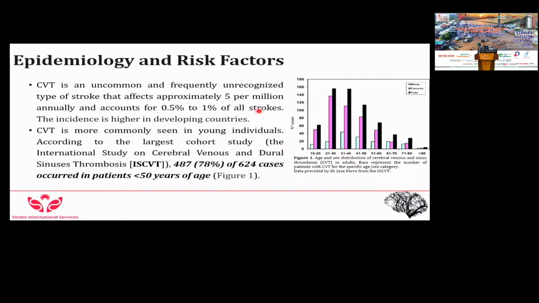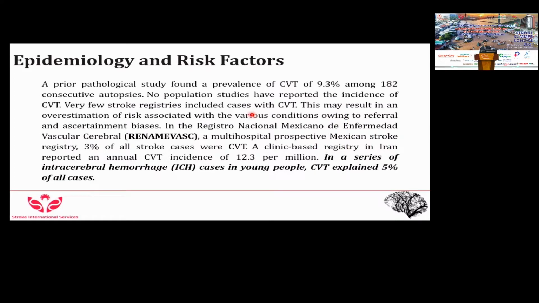According to the largest cohort study, the ISCVT, 487 patients, 78% of the patients were younger than 50 years old. In a series of intracerebral hemorrhage investigations in young people, CVT explained 5% of all cases.